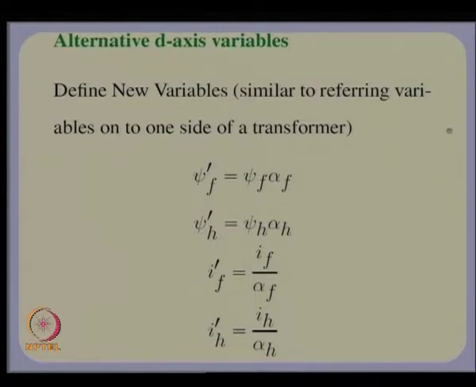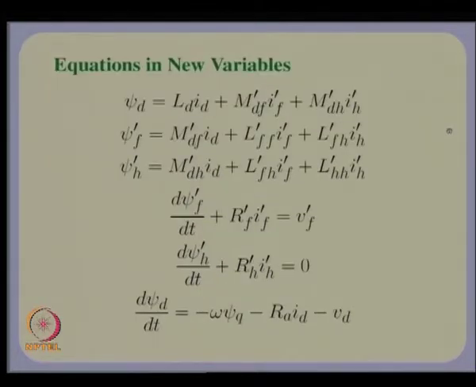So, what if I use this interrelationship? Since I have changed the variables, your equations in the new variables will look like this. All the variables have this prime except psi d and I d, which remain as they are. But all the other variables are replaced by the corresponding prime variables. Now, of course, we have not defined what MDF prime or MDH prime and so on are.